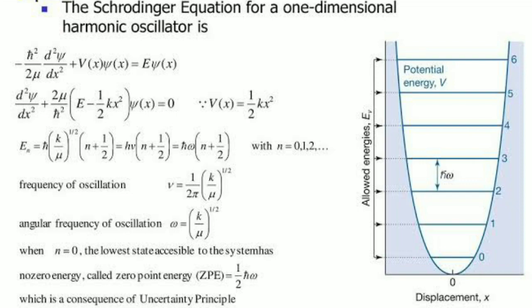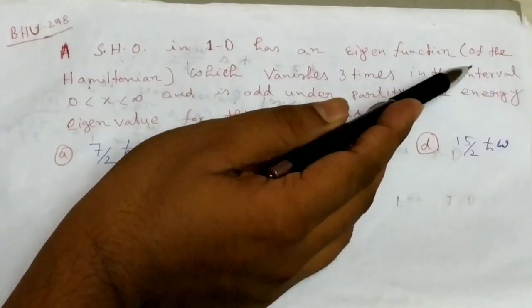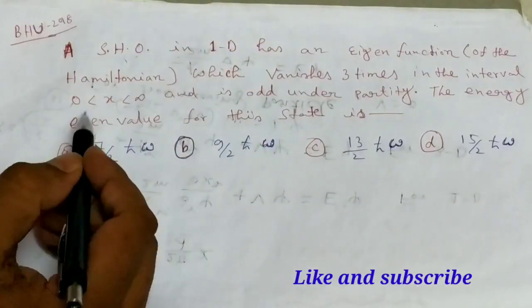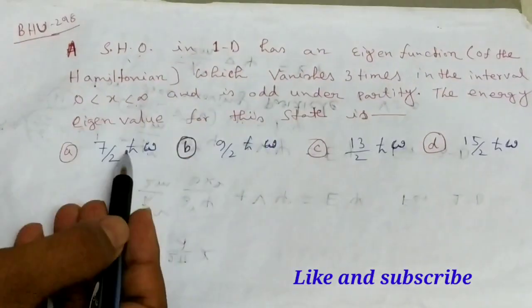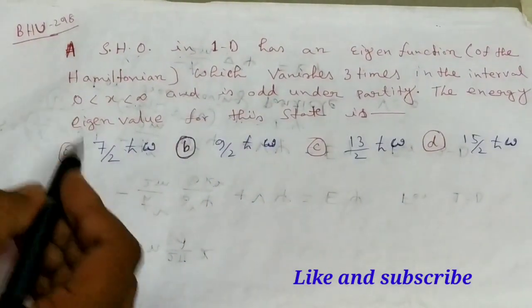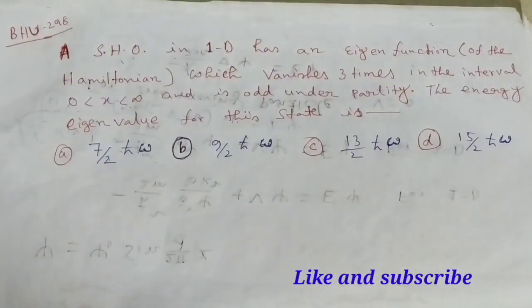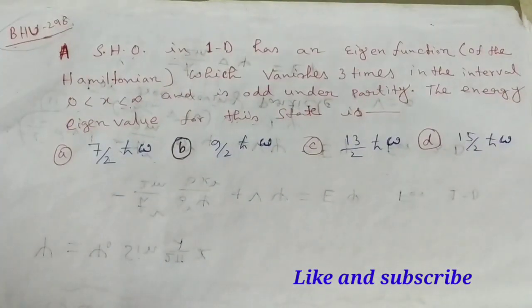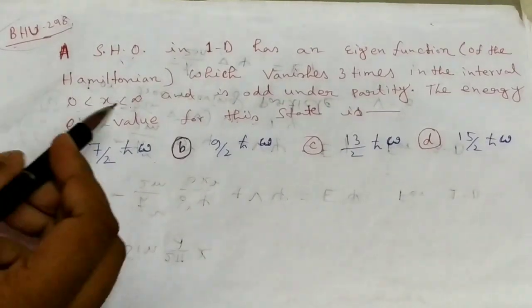The problem is: a simple harmonic oscillator in one dimension has an eigenfunction which vanishes 3 times in the interval 0 to infinity and is odd under parity. The energy eigenvalue for this state is 7 by 2 h cut omega, 9 by 2 h cut omega, 13 by 2 h cut omega, 15 by 2 h cut omega. This problem comes from BHU 2018. So this is very important. So we solve this problem now.